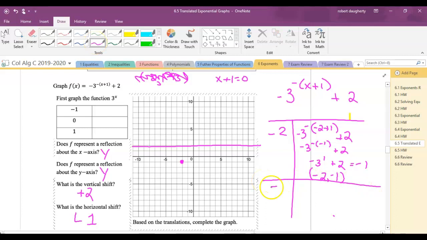So at negative 1, I'm going to have negative 3 to the (negative 1 plus 1) plus 2. What's negative 1 plus 1? 0. So this is negative 3 to the 0 plus 2. What's 3 to the 0? 3 to the 0 is 1. So this is negative 1 plus 2, which is 1. So this point is negative 1, 1. So negative 1, 1 is that point right there. Okay.